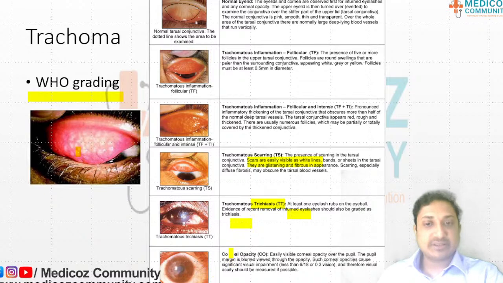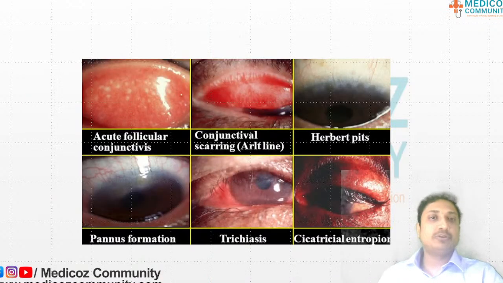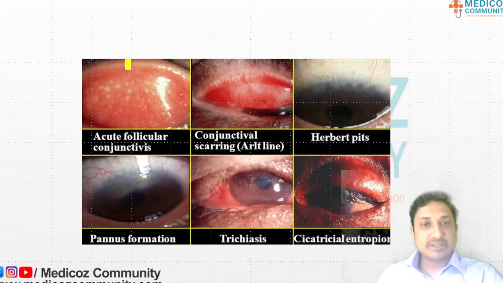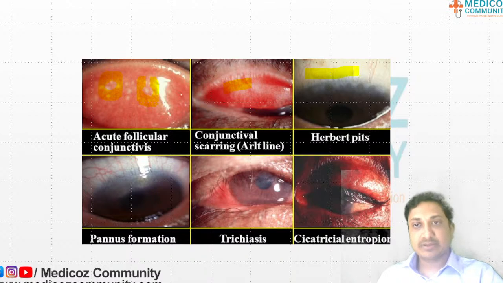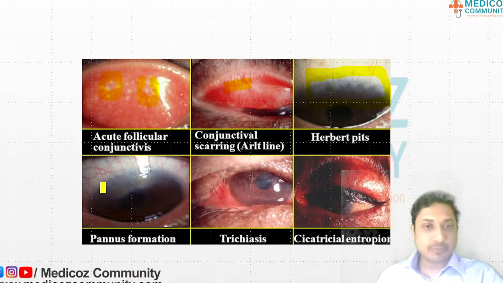Because of this, the sequelae happens, that is corneal opacity, and the patient's vision becomes blurred because of corneal opacity. See, these are some of the very good pictures that you can see. You can see the whitish, big follicles here. This is Arlt's line, conjunctival scarring. These are Herbert's pits, in the superior limbal part. This is pannus formation.